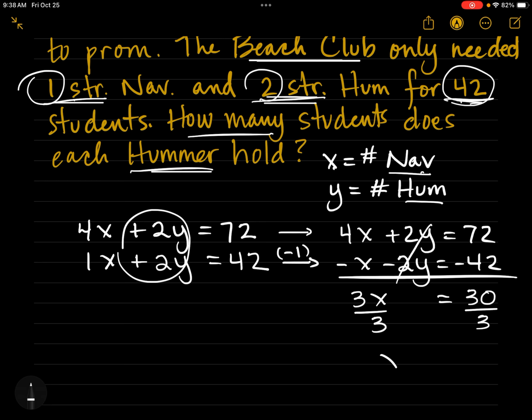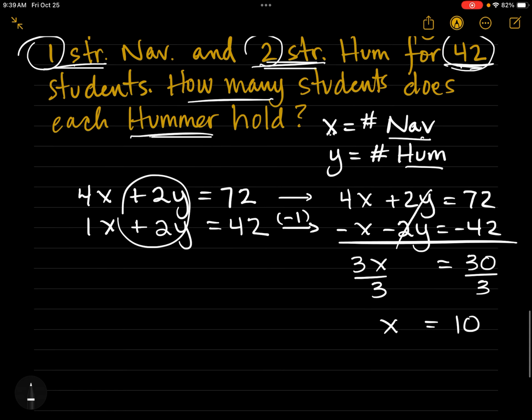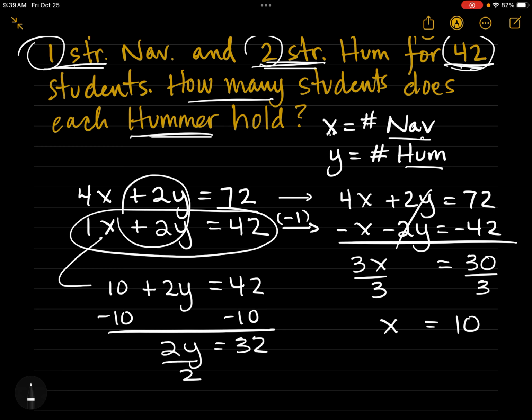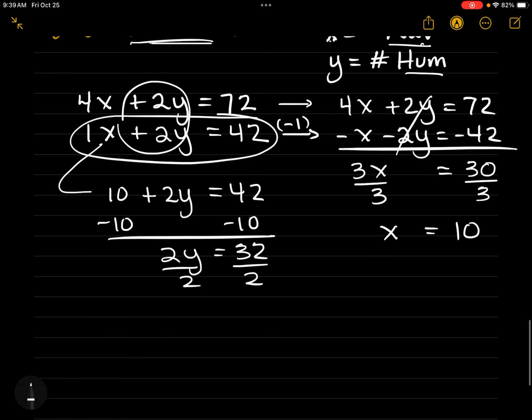Ooh, nice. Came out nice and easy. So now 10x equals 10. So x was the number of students each navigator holds, but this asks for how many the Hummers hold. So I'm going to use one of these equations. I'll just use this one, doesn't matter. So I get 1x plus 2y equals 42. And now I can solve. And looks like y equals 16.